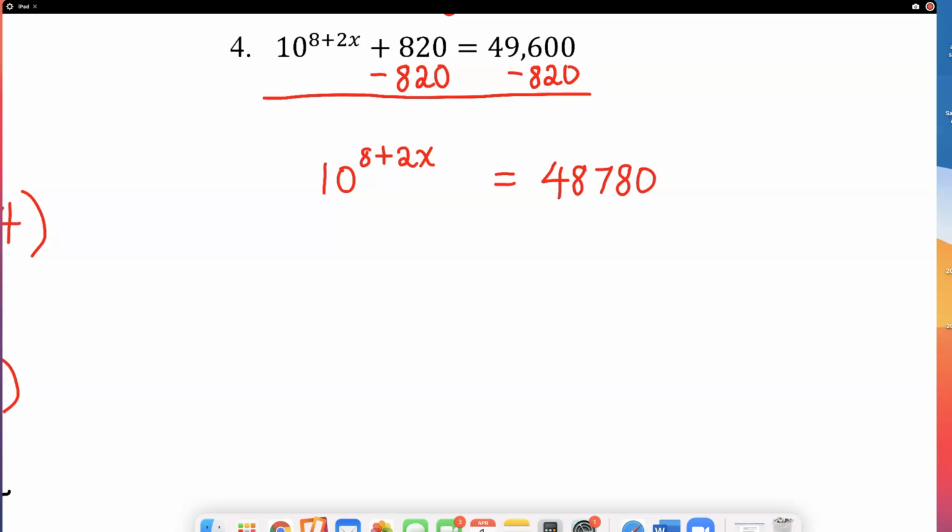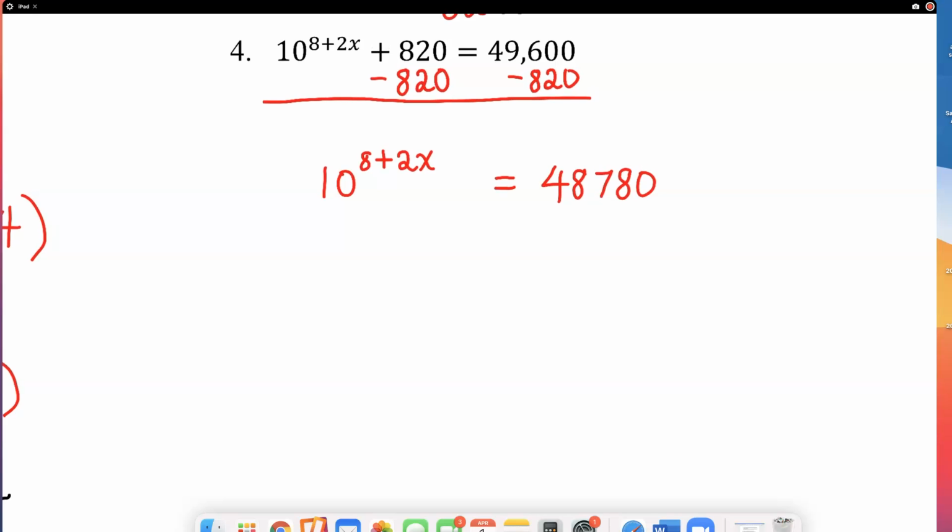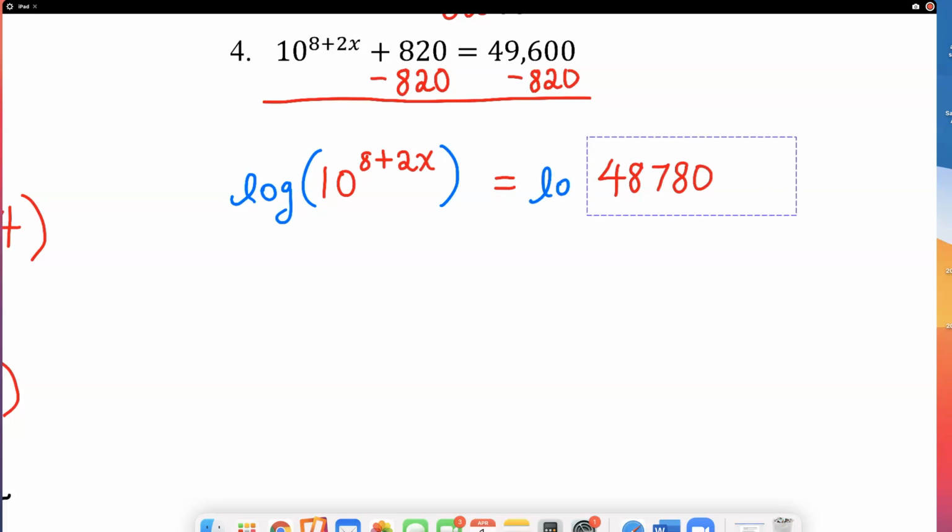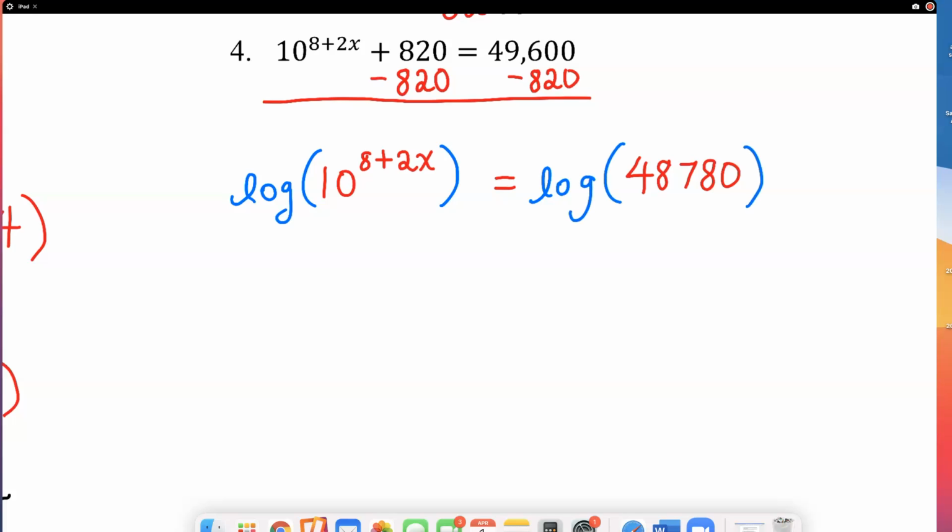Now, I changed my mind because remember, I was going to take natural log of both sides. You know what will be better this time? How about we take log of both sides? Why? Look at the base. The base is 10. So I think it's a brilliant idea if we take log of both sides instead of natural log of both sides, because log of 10 is going to just turn into 1.